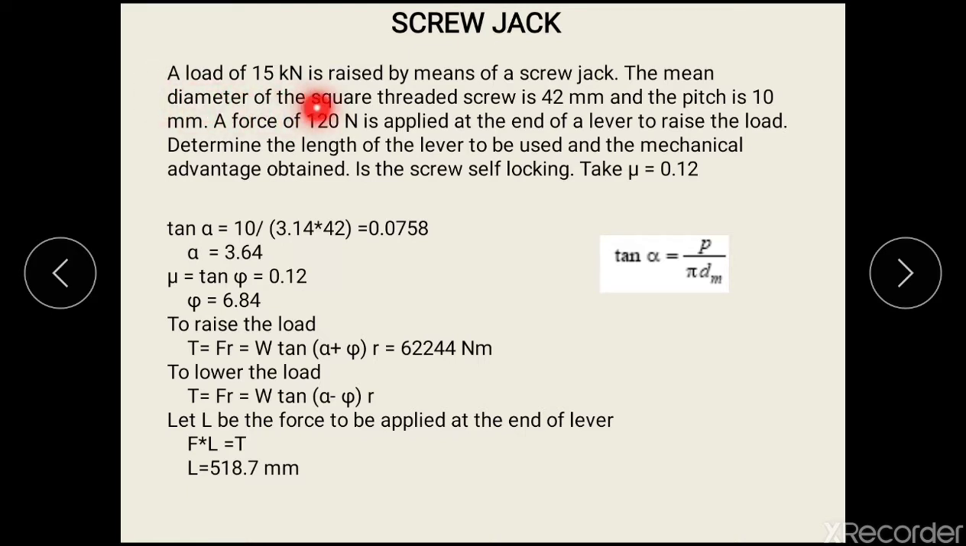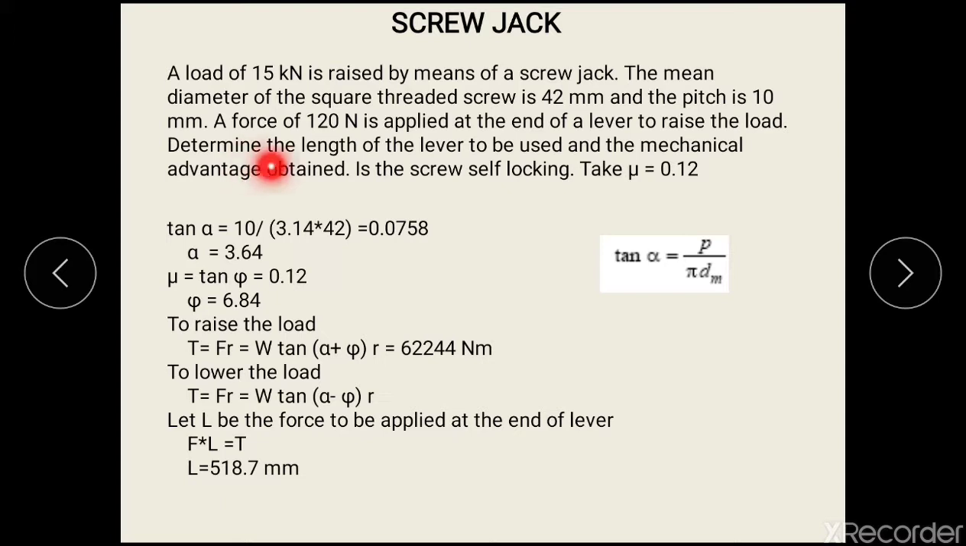The load 50 kN is W, that should be lifted. The mean diameter of the square threaded screw, mean diameter symbol is dm, so dm is 42 mm. Then pitch, small p, is 10 mm. Then the force or effort applied at the end of the lever, that is F equal to 120 Newton. Coefficient of friction between the contacting surfaces is 0.12.